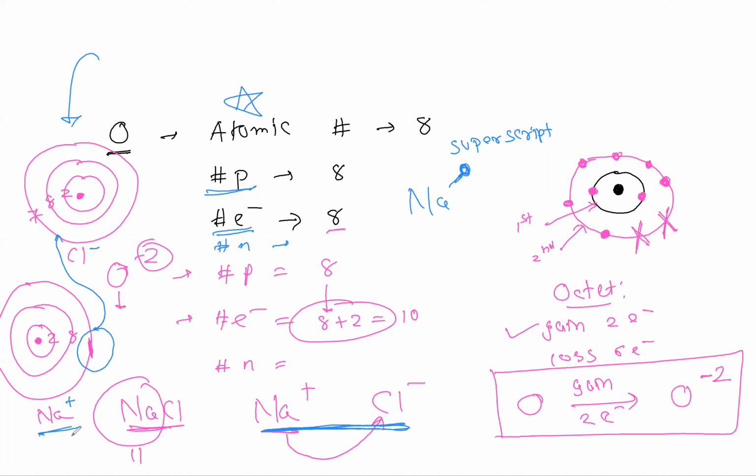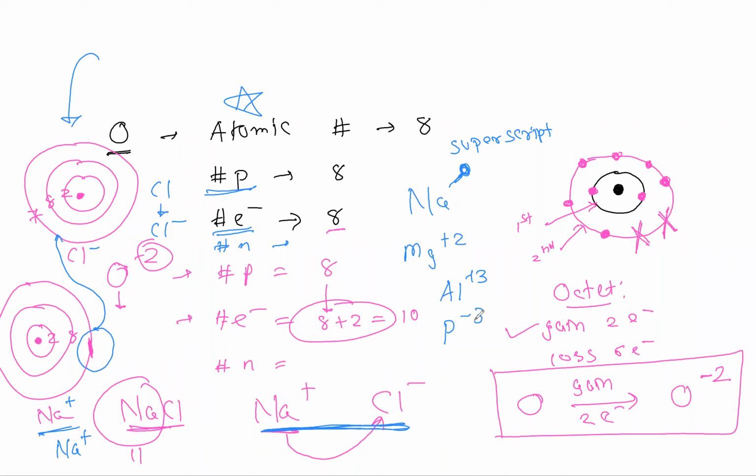Whenever you say Na loses one electron, Na becomes +1. Every time Cl gains one electron, Cl becomes -1. The same way, if Mg loses 2 electrons, it becomes +2. If aluminum loses 3 electrons, it becomes +3. If phosphorus gains 3 electrons, it becomes -3.